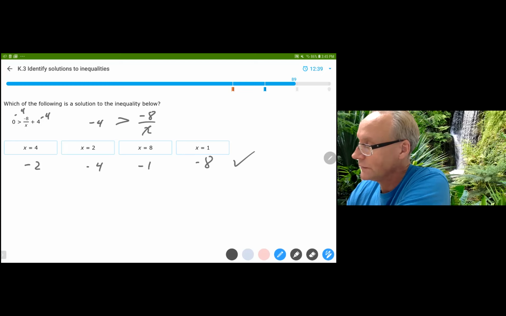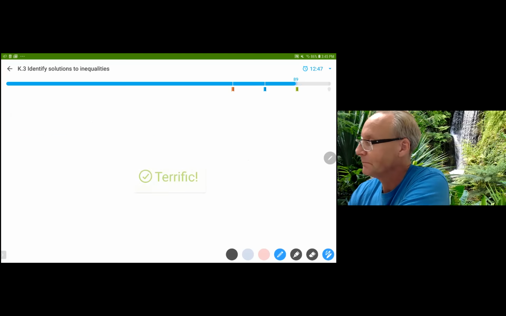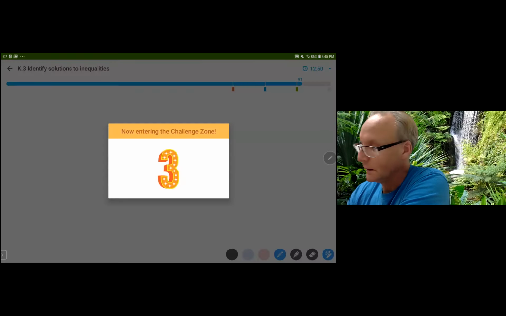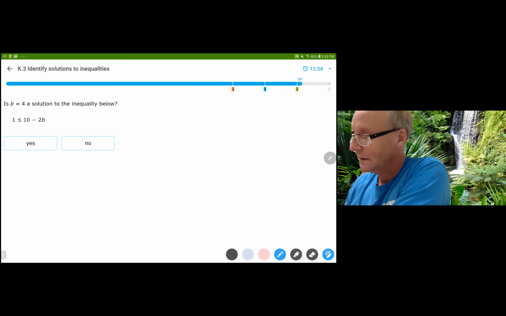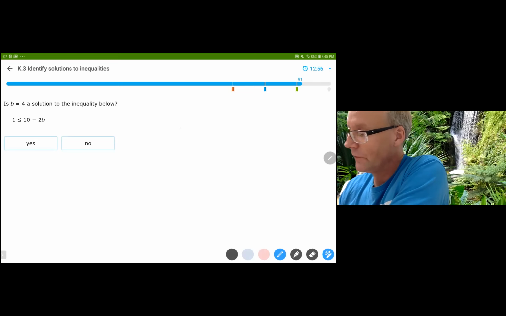Well, this is the only one that's less than -4. This one is equal, and that one is greater than. So the only possibility is this one. And I'm almost done. We're going to check for 4.